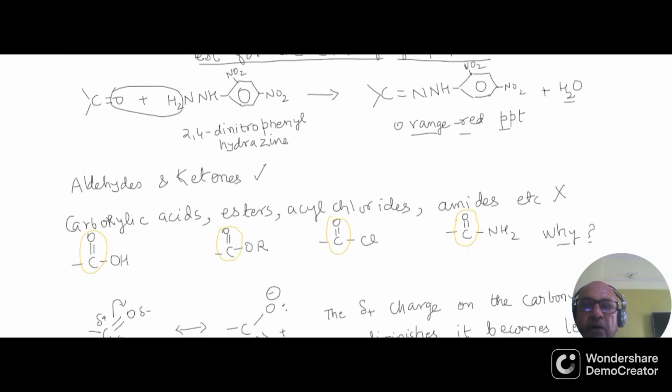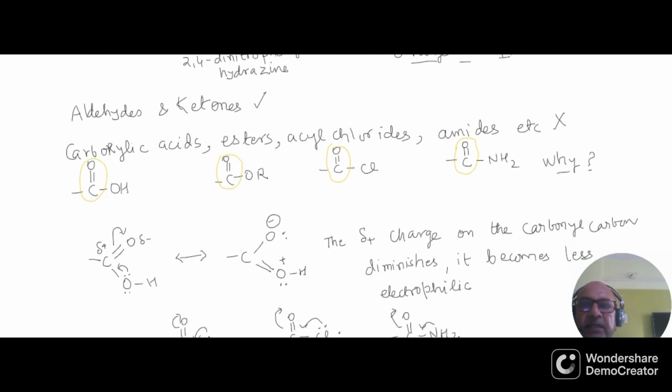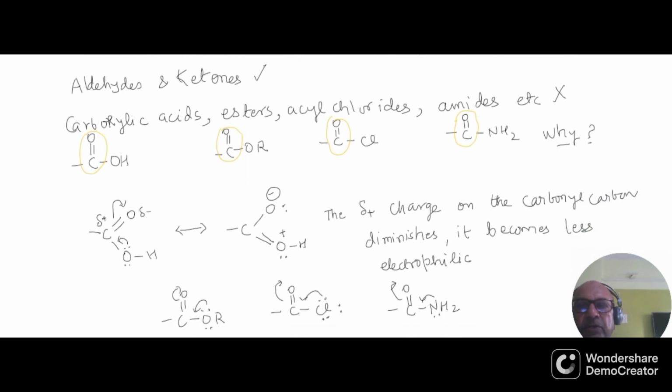Now I have written down one example with carboxylic acids. So if you look at the structure of the carboxylic acid, you find that there is a delta positive charge on the carbon and delta negative on the oxygen because of the electronegativity difference. So this carbon is electrophilic because it can attract an electron pair.